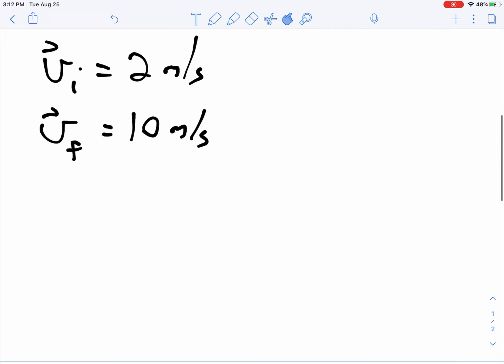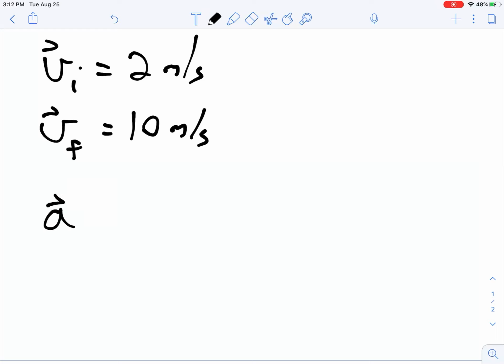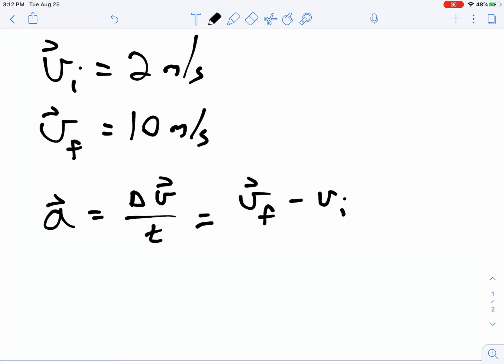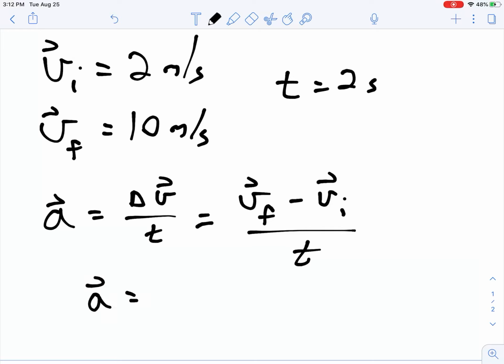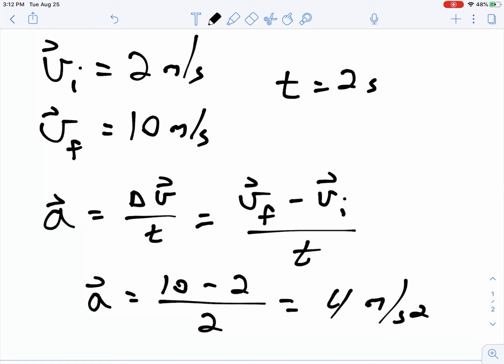Let's calculate our acceleration. So acceleration is a change in velocity over time. That means it would be my final velocity minus my initial velocity over time. Let's say for the sake of this that the amount of time is 2 seconds, just to put a number on it. So my acceleration is going to be my final velocity, 10, minus my initial velocity, 2, over my time, 2. So that's going to be 8 divided by 2, which gives me 4 meters per second squared. Okay. My acceleration is 4 meters per second squared.